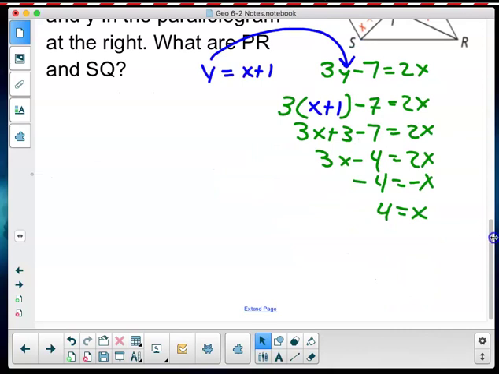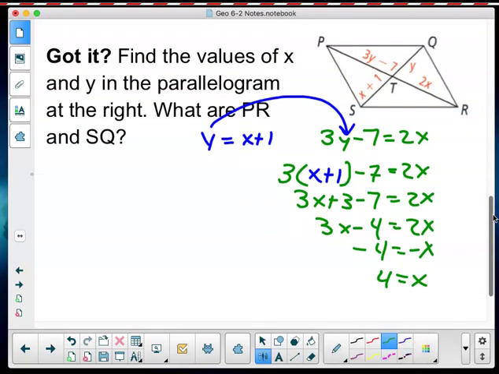Let's double check that to make sure that makes sense. When we plop that back in, I know that y is 5. So if y is 5, that's 5, and x was 4, this is also 5. If y is 5, that's 15 minus 7, which is 8, and 2 times 4 is 8. So I've checked my work.